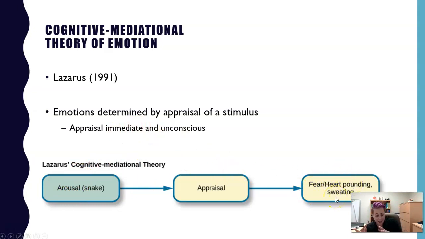So we could probably think of examples in our life that are kind of anecdotes for each of these theories. So we can't really ascertain which one is more correct than others, maybe which ones have more evidentiary support. But in this case, the appraisal is immediate and unconscious. We don't really have to think about what we're feeling. It's kind of quick, and that's what leads to the physiological response. So it really comes down to, what comes first, the chicken or the egg?